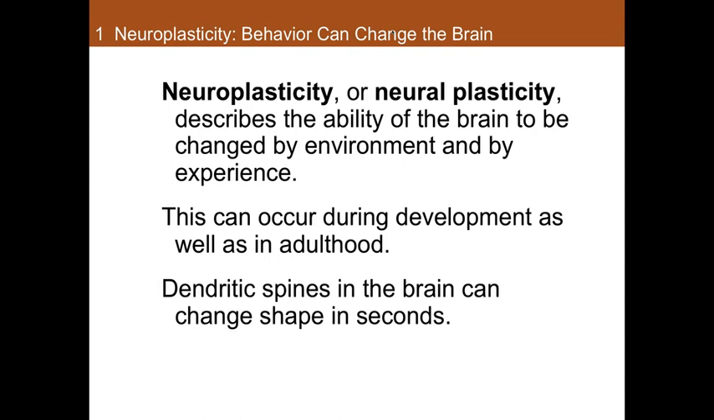Neuroplasticity describes the ability of the brain to be changed by environment and experience. And this is very exciting because we now know that the brain can actually change physically in a matter of seconds through dendritic spines adjusting to their environment. And we also know that this change can occur not only during development, but also in adulthood. And we'll talk more about that as we go through the lectures as well.